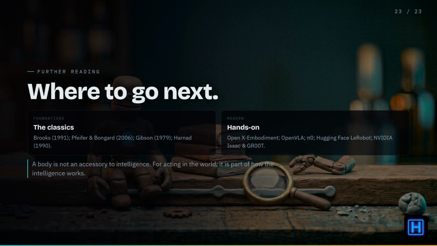A body is not an accessory to intelligence. For acting in the world, it is part of how the intelligence works.